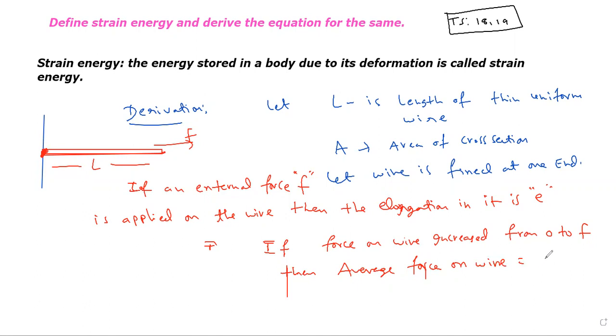equal to what? If the force on the wire is increased from 0 to F, then the average force is 0 plus F by 2, which is F by 2. The average force on the wire is F by 2 when it is increased from 0 to F.